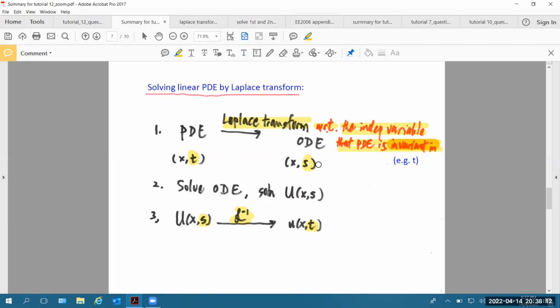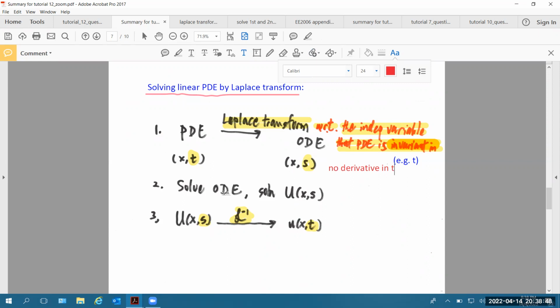Maybe I'll type here. Am I able to type there? Let me try. Okay. So here you won't have any derivative term in t. That's why you're only left with derivative in x. Therefore, you can consider it as an ODE. So your ODE is in x.